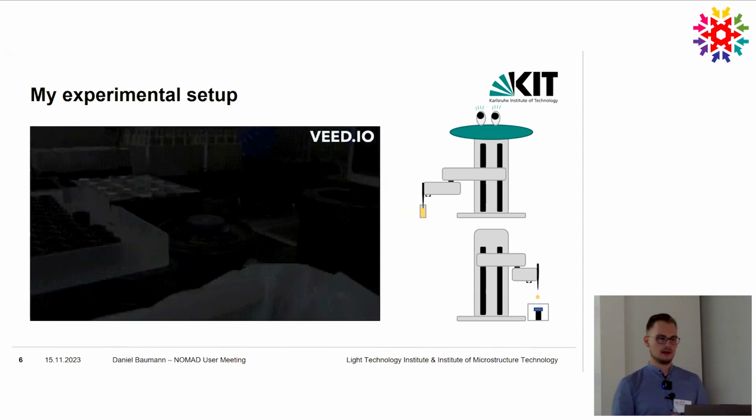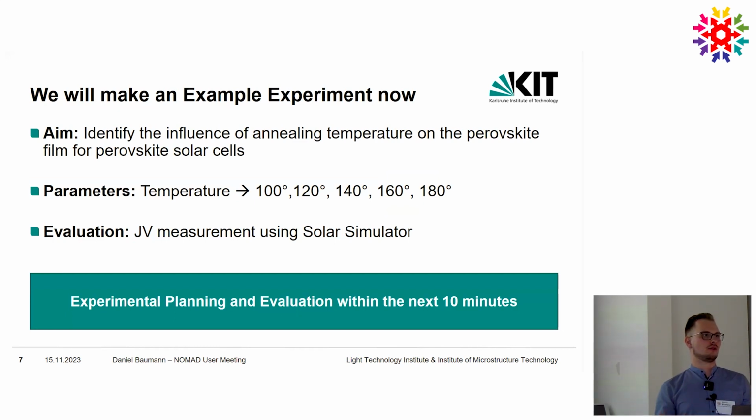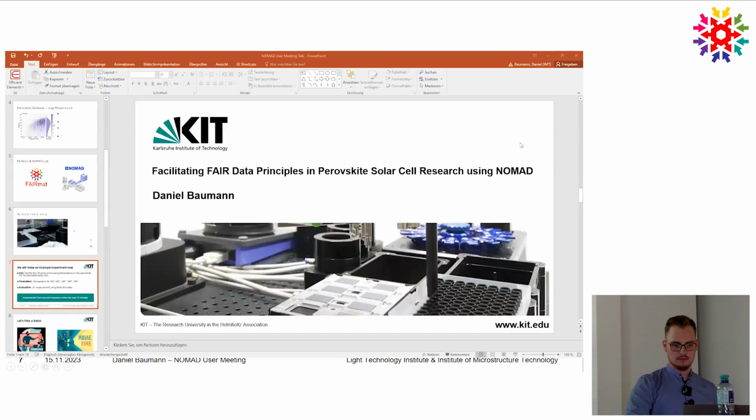So now for the live example. We have here a very short and easy experiment. We want to identify the influence of annealing temperature. After the spin coating process, we put our samples on a hot plate, and now we want to investigate how this annealing temperature affects the quality of our film or the JV parameters of our full device. For this, I will now leave the presentation and go into NOMAD.